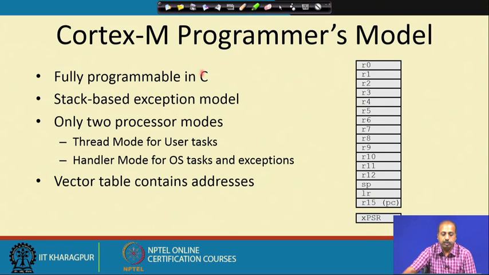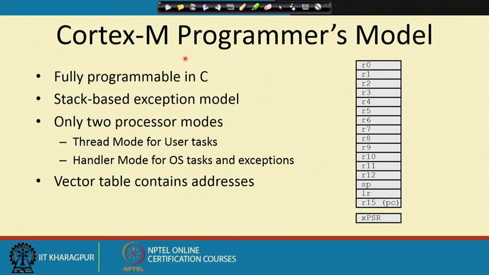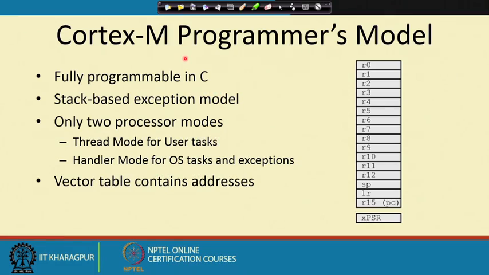Since it is difficult to learn the complete assembly level programming of Cortex M, what they have done is developed a very good C compiler. So, you can write your specification in the C language, and then through this compiler you can generate the code for this Cortex processor. Then stack based exception model: whenever some exception occurs, these values are saved into stack. So, automatically these register values will be saved.